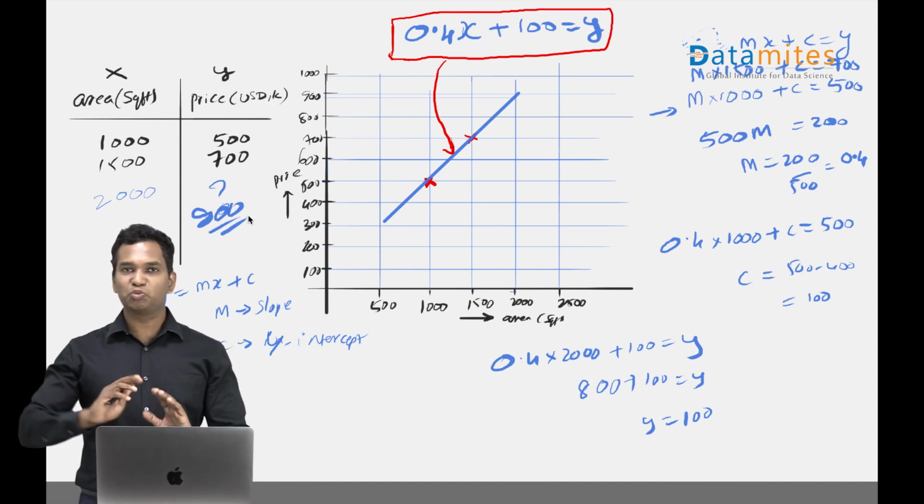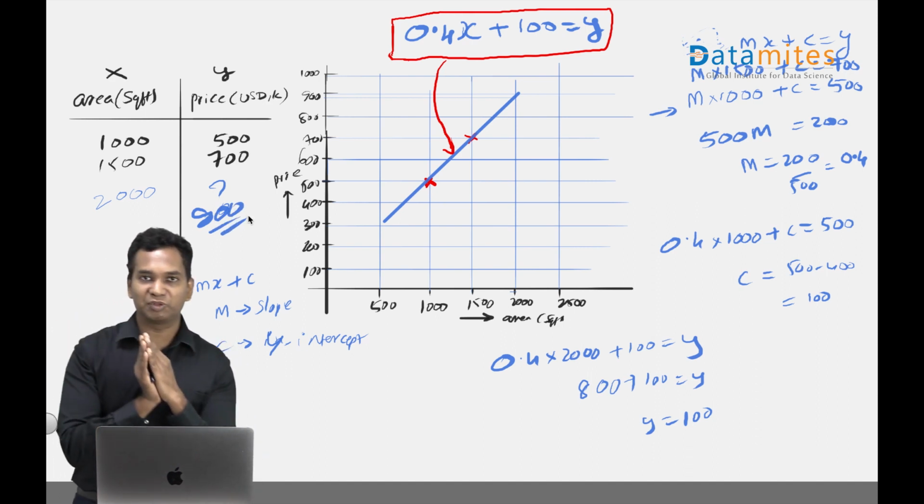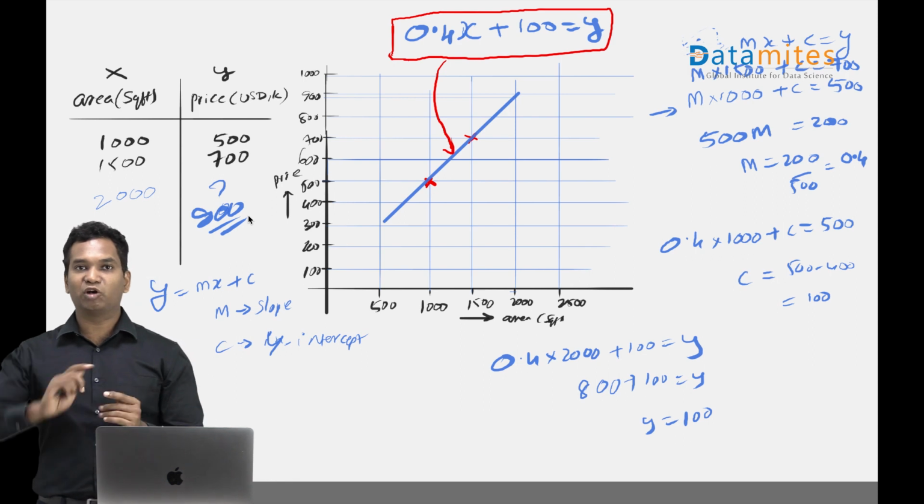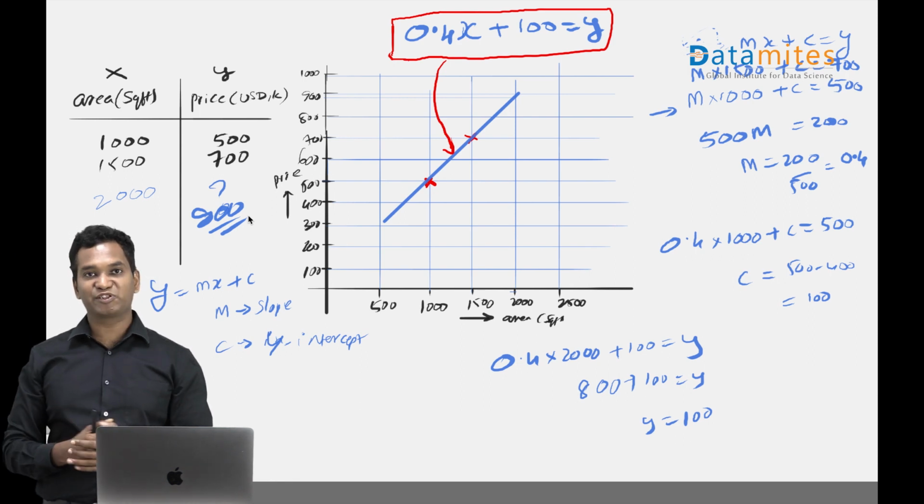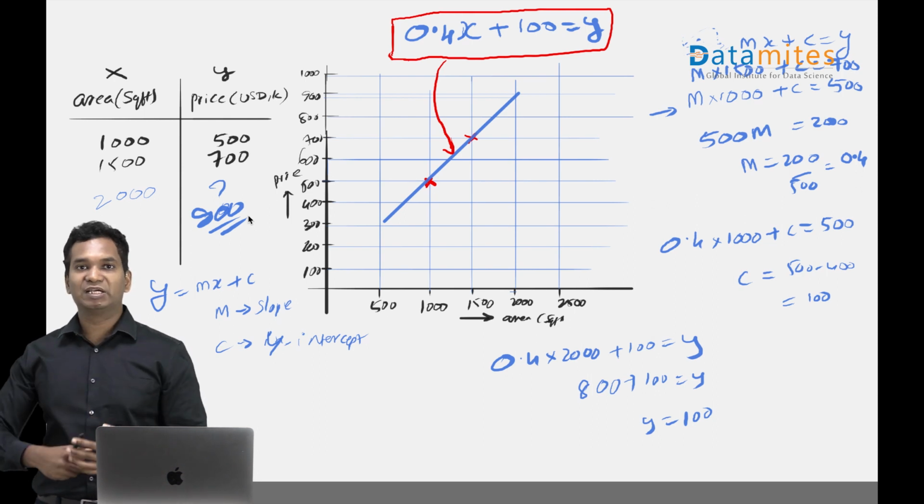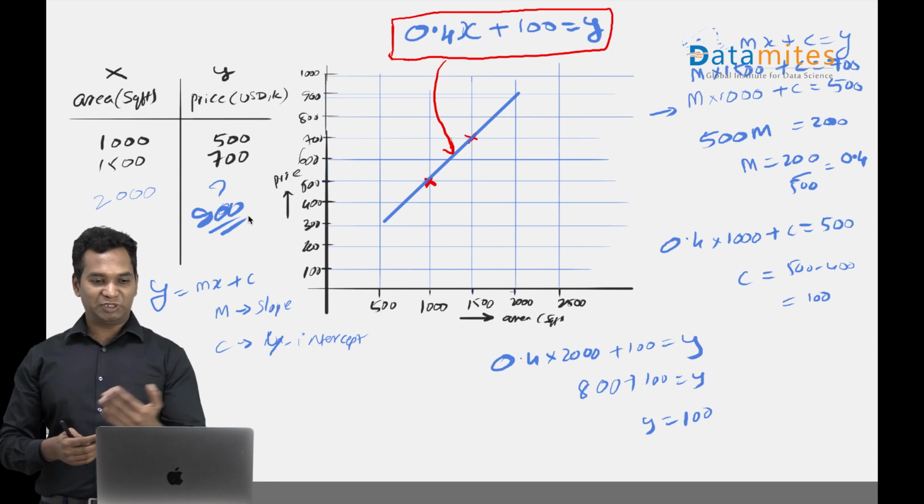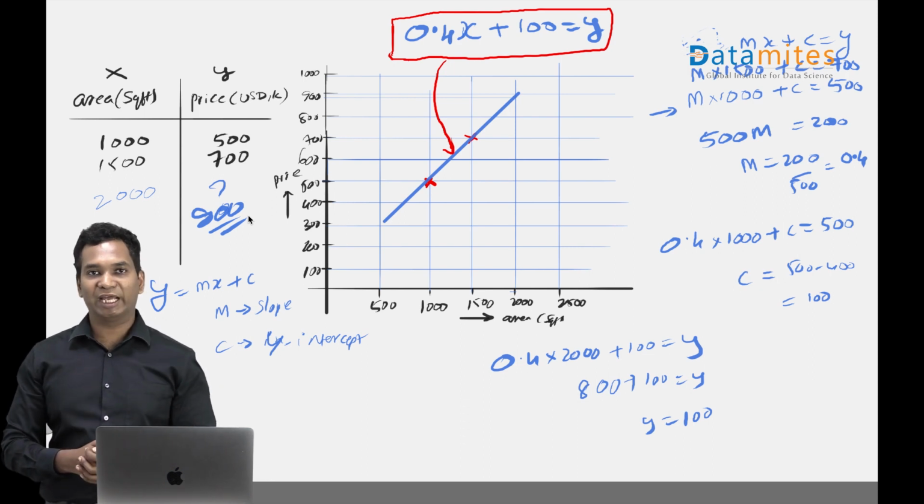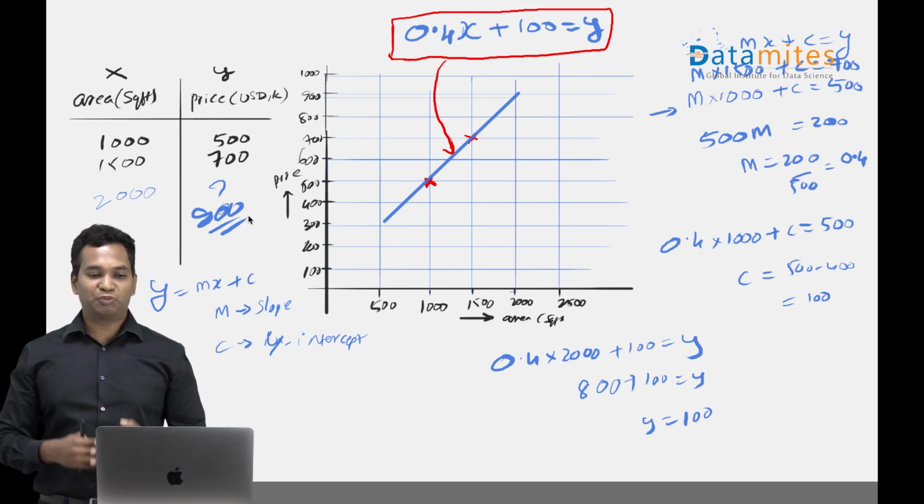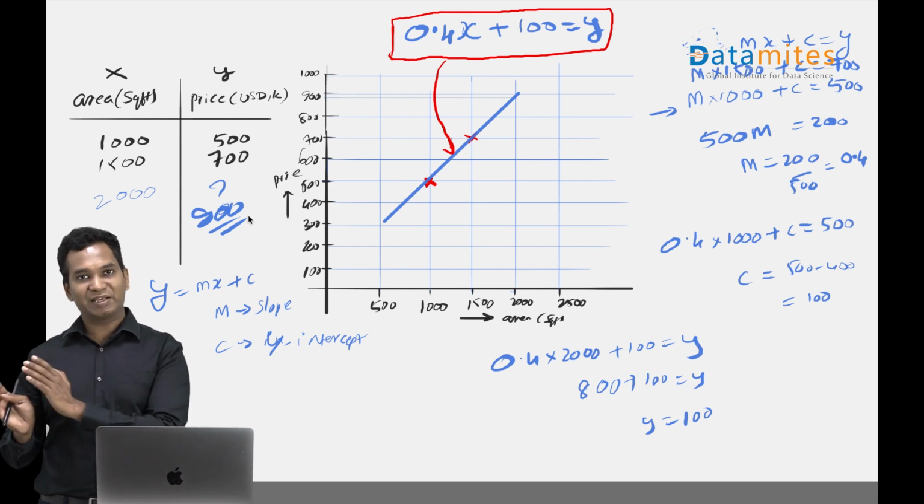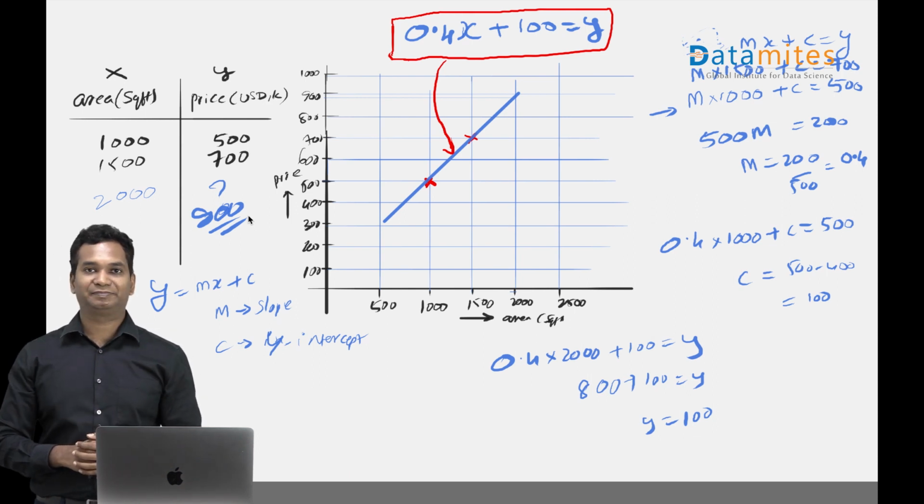Brilliant. So this is super simple because we have two apartment prices on which we have drawn a line, and mathematically we solved it as well because they are two simultaneous equations, two unknowns. We found what is the slope, what is the intercept, and we got the line equation, which is 0.4x plus 100 is equal to y. And any apartment area you put in x, you get the price of the apartment, which is y. Great. So I hope this is pretty straightforward.